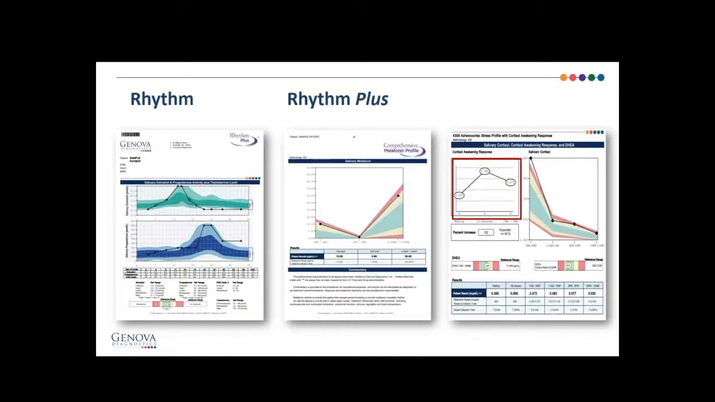And then, of course, you also have the option of just doing the 4-point ASP, adrenal cortex stress profile, with DHEA.